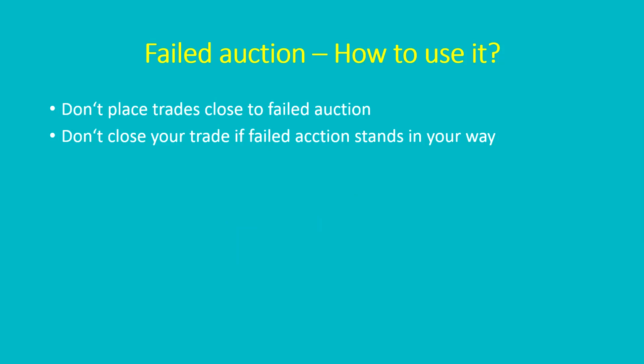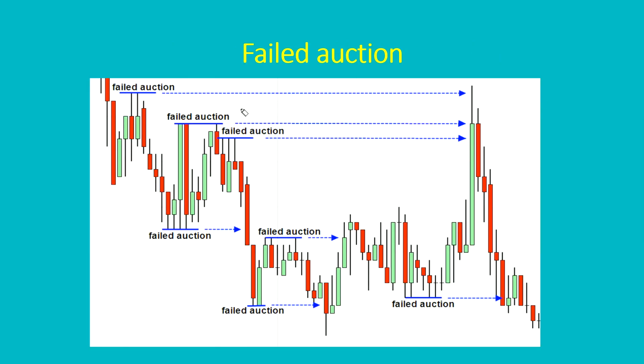Let me now show you one more picture. In all those cases, you can see that there were failed auctions. All those are failed auctions. There's quite a lot of them on this picture, and all those failed auctions get tested sooner or later.